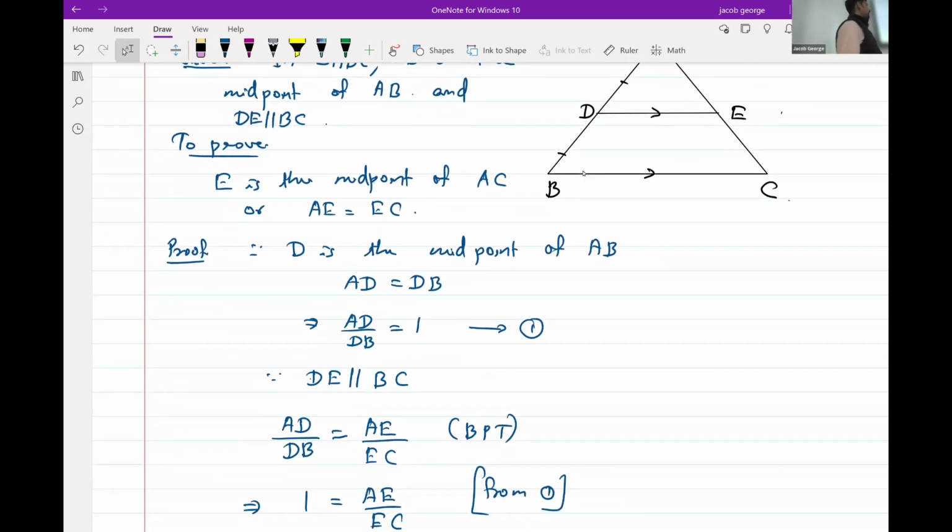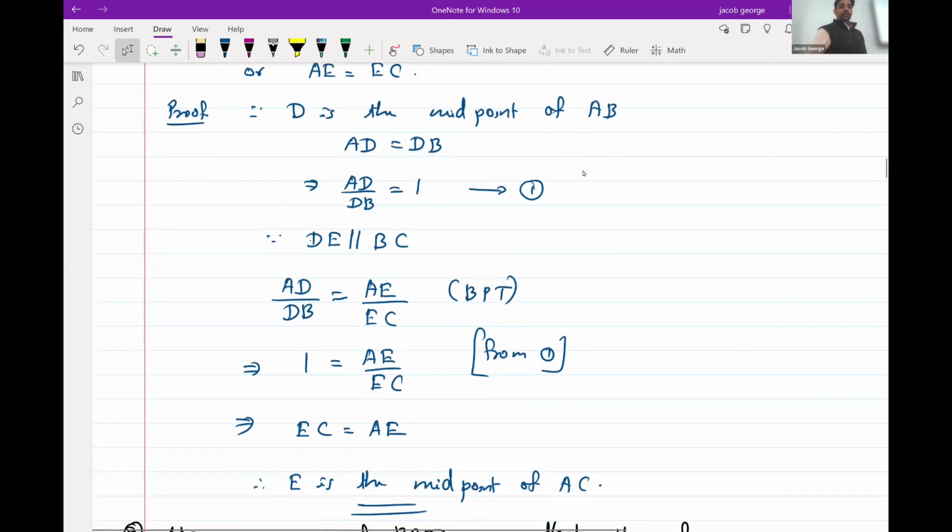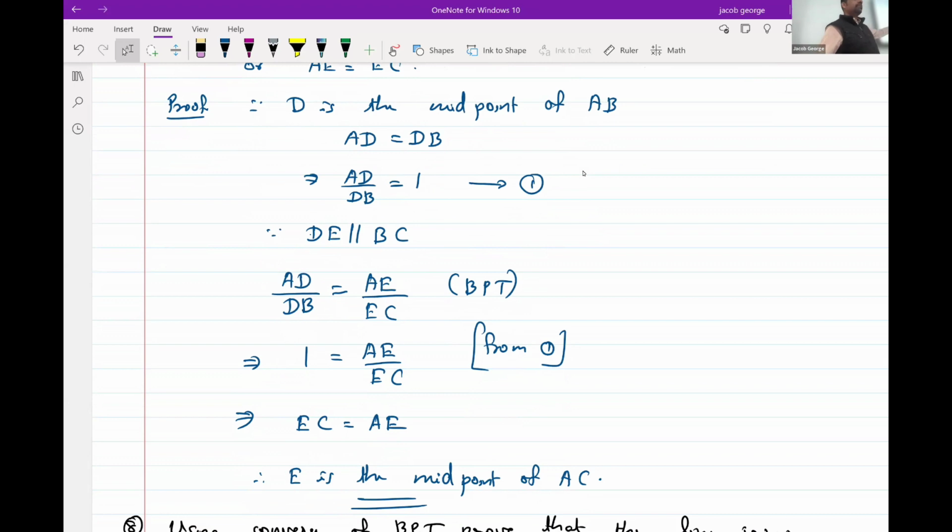So this is the proof. First of all, I have written that since D is the midpoint of AB, AD and DB are equal, or AD by DB is how much? 1. AD by DB is equal to 1. Then the part which I explained. Is it clear, children? Please write.